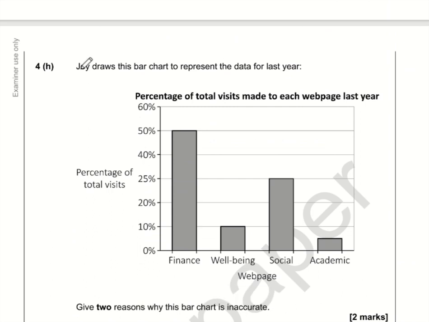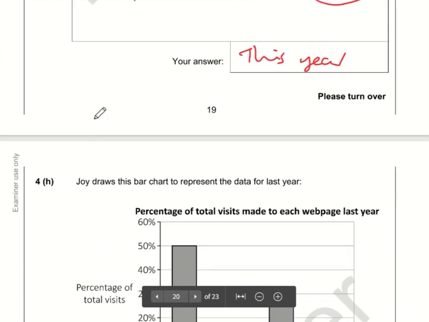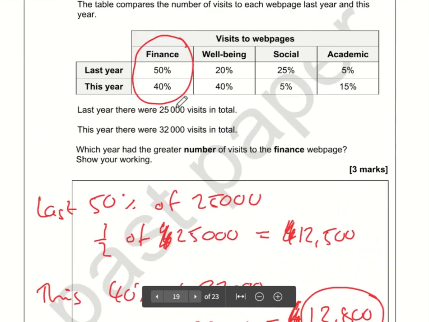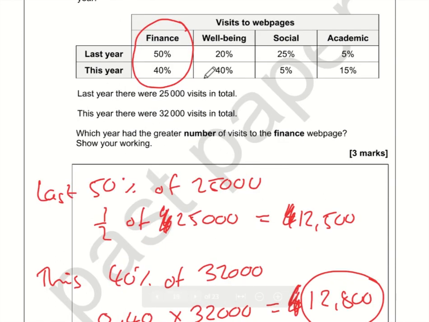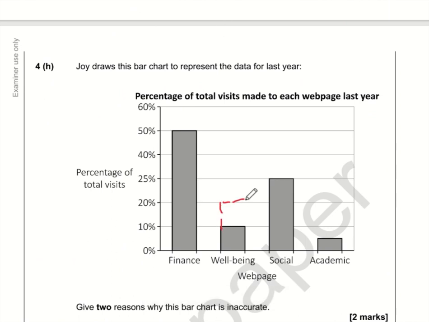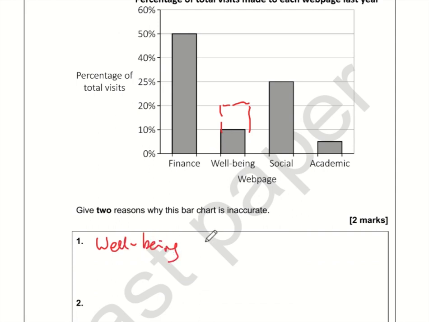Okay, for 4H, it says give 2 reasons why the bar chart is inaccurate. Let's compare this to the data. Which year was it? It says last year. So it should be 50, 20, 25, and 5. So as it is, well-being is 10%, not 20%. So well-being should be 20%, not 10%.